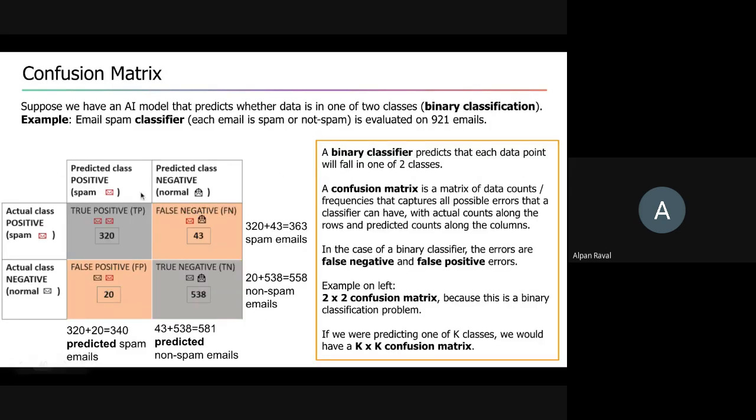Okay, so now to start a concrete discussion of metrics, we'll start with something called the confusion matrix. And in order to concretize things, let's suppose that we have an AI model that is a binary classification model. What is a binary classification model? It predicts whether data is in one of two classes. An example is an email spam classifier. An email spam classifier is an AI model, and it tags an email as spam or not spam.